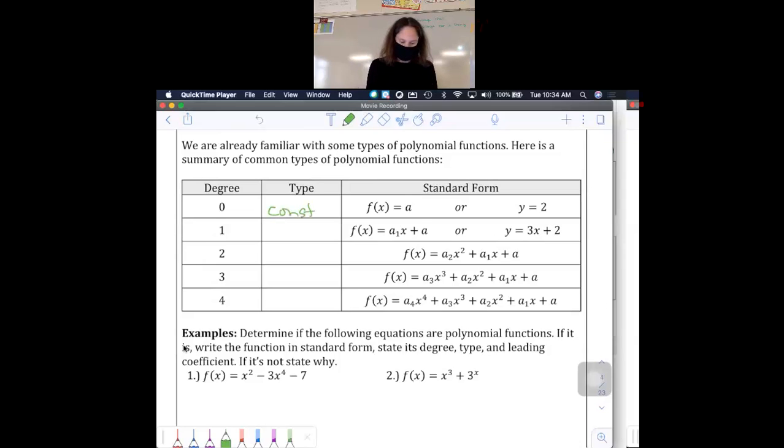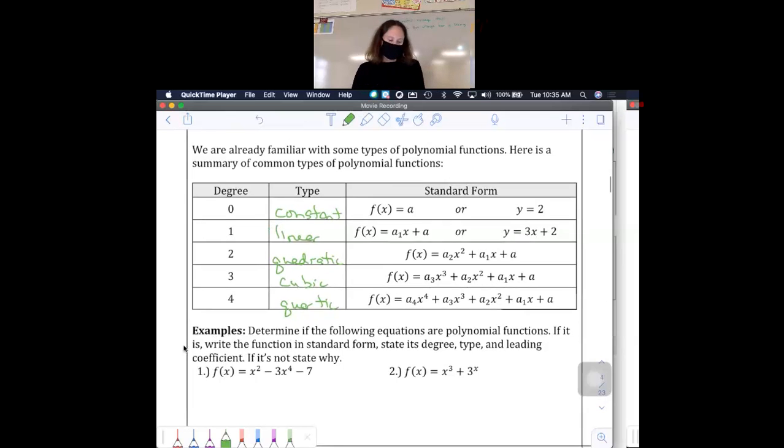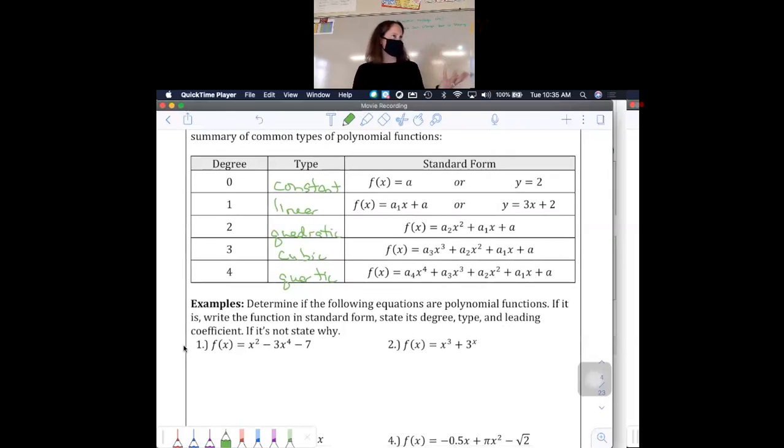Good, that was a constant. How about if the highest degree is 1? Good. The highest degree is 2? I'm glad that was the loudest because we just got done spending a month on quadratics. How about 3? 4? And how about anything higher than that? It's just the number degree. So if the highest exponent was 10, you would just call it degree 10, 10th degree. Okay?